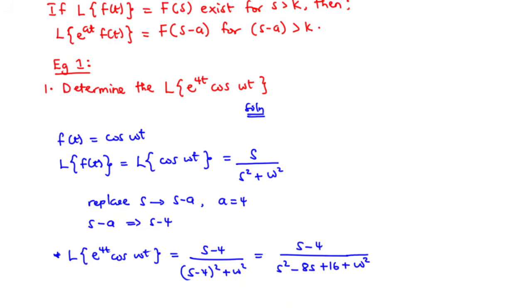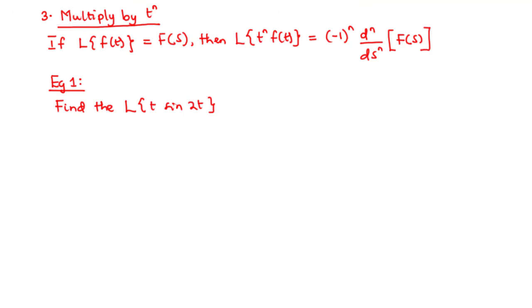So let's move on to the third property. For the third property, we are going to learn how to find the Laplace transform of a function f of t which is being multiplied by t to the power n. So if the Laplace transform of f of t is equal to capital F of s, then the Laplace transform of t to the power n times f of t is said to be negative 1 exponent n times d^n over ds^n of capital F of s. Now n here specifies the power on t, and it also determines the order of the derivative of capital F of s.